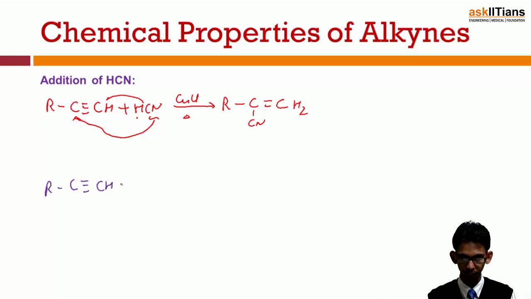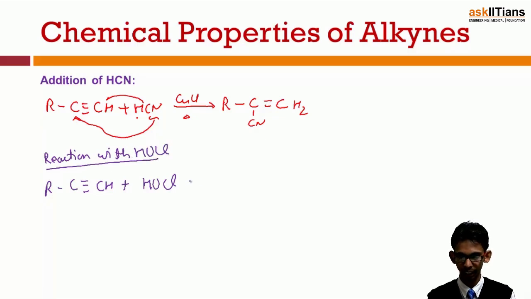If it is reacted with HOCl, reaction with HOCl. This is an important reaction when alkyne is reacted with this compound. Actually this is delta negative and delta positive because oxygen is more electronegative than chlorine.